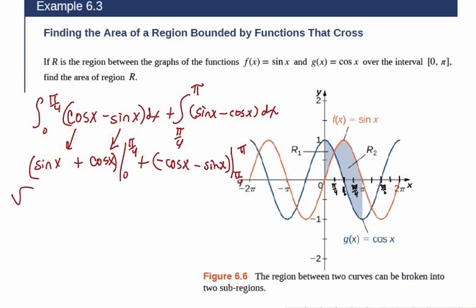So that would be square root of 2 over 2 plus square root of 2 over 2. Now we're going to take the sine and cosine of 0 and we're going to subtract that. Well, the sine of 0 is 0, but the cosine of 0 is 1.